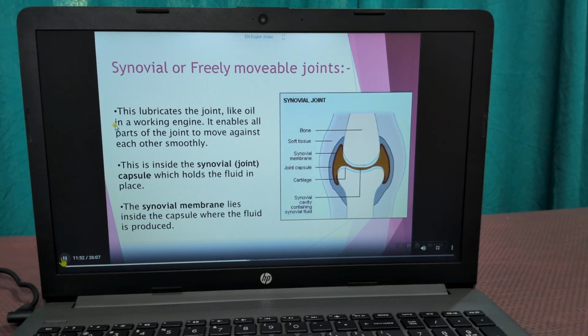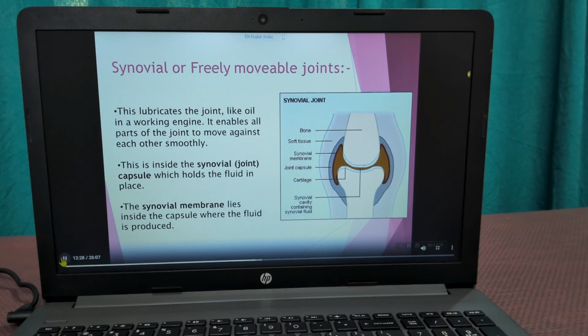So this lubricates the joint. What lubricates the joint? Synovial fluid. As you can see, these are the two bones. This space is known as the synovial cavity, which contains a yellow colored material known as the synovial fluid. And around this cavity there is the capsule, which is known as the joint capsule. And this is the synovial membrane, and this is the soft tissue.